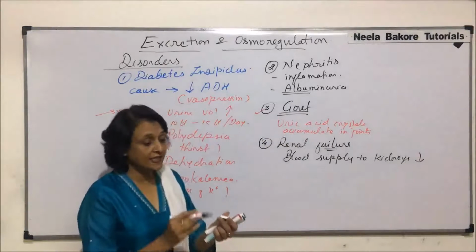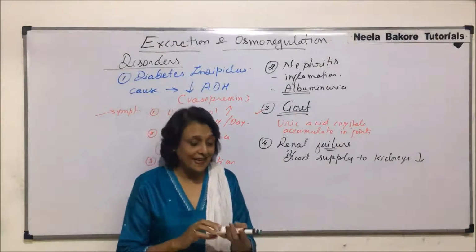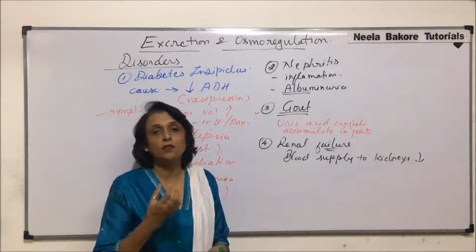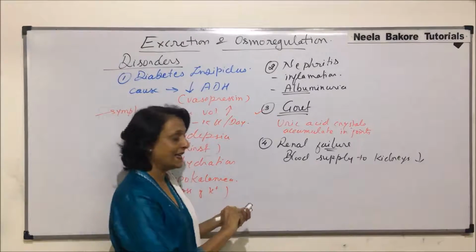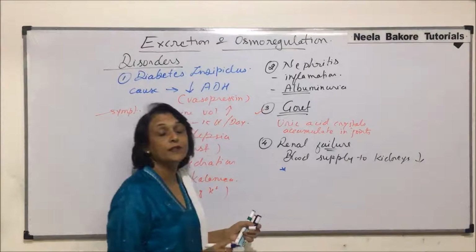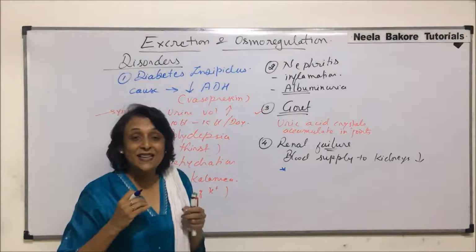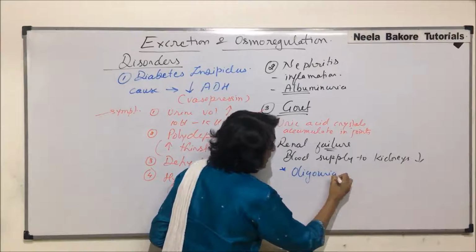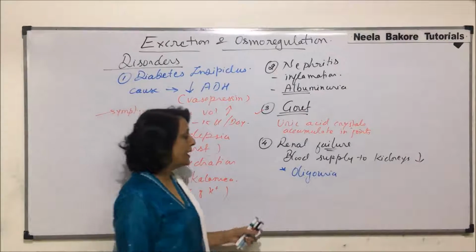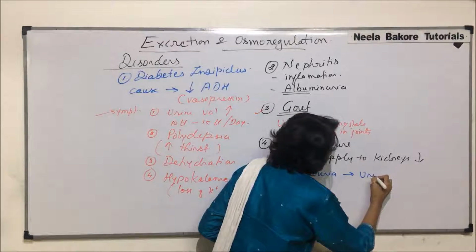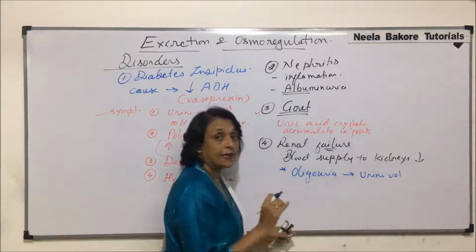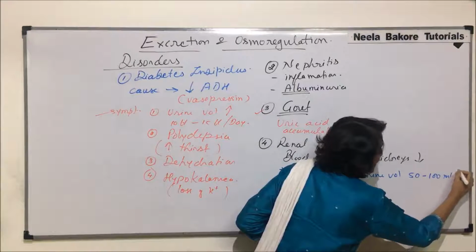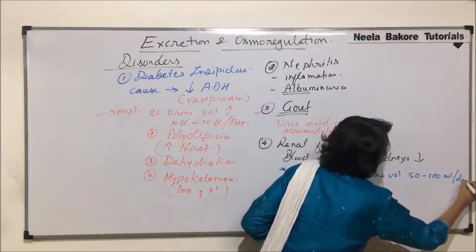decreases. If there is less flow which is taking place, then filtration would be less, that is glomerular filtration rate would fall, the nephric filtrate would be less, and it would result into a condition where the urine output is going to be less. That is known as oliguria. In oliguria, the urine volume is less, and it is about 50 to 100 milliliters per day.